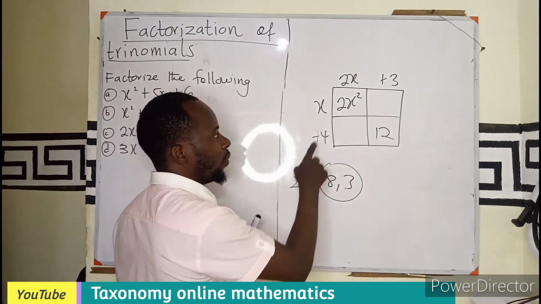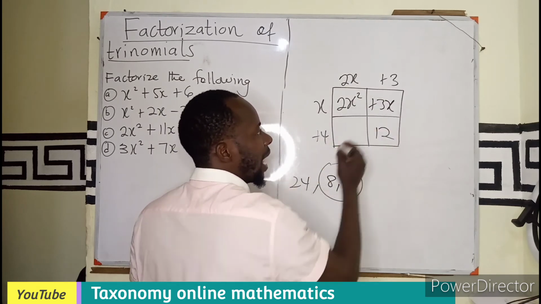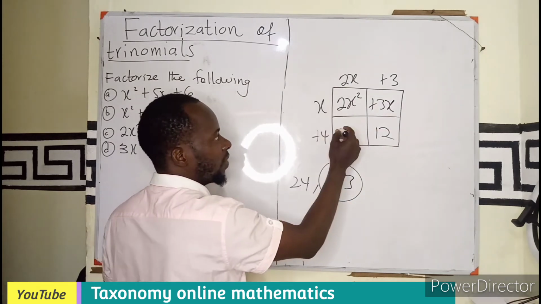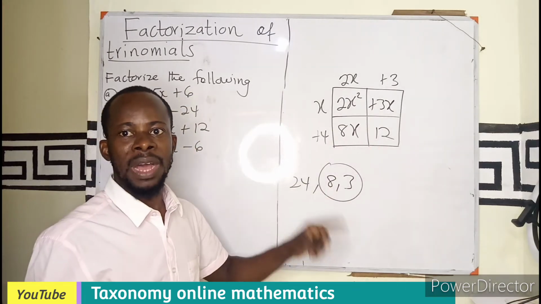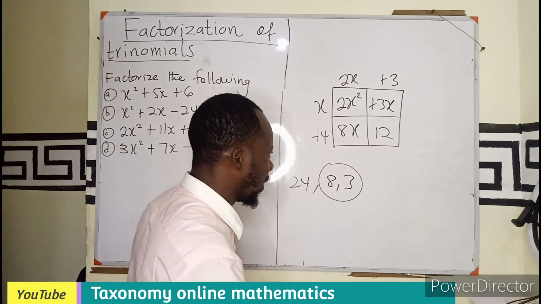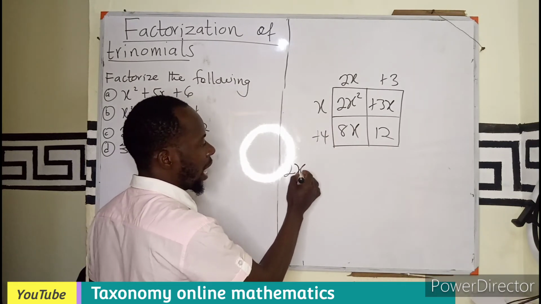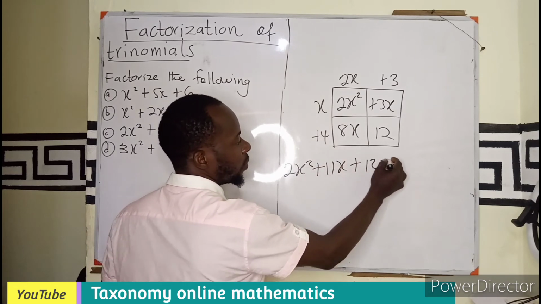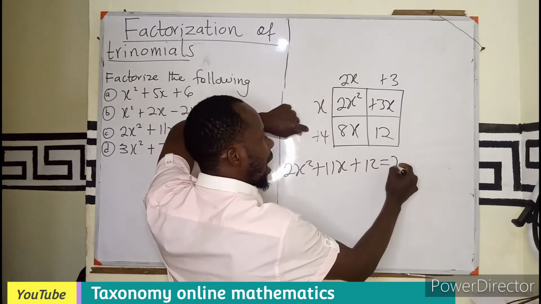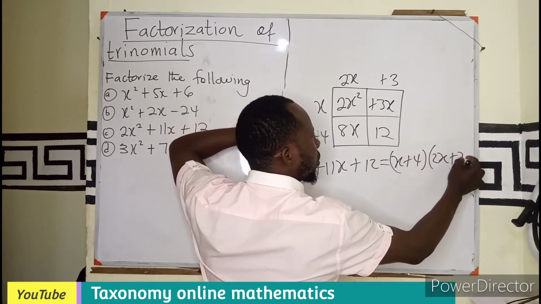Alright, so we multiply this, we get this. So this will give us plus 3x. This time this will give us our 8x, which we are having originally from the factors. So in this case, no other work. We have our 2x squared plus 11x plus 12 is just going to be x plus 4, 2x plus what? 3.